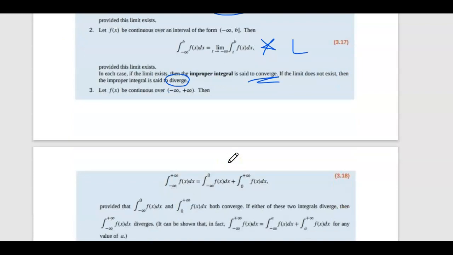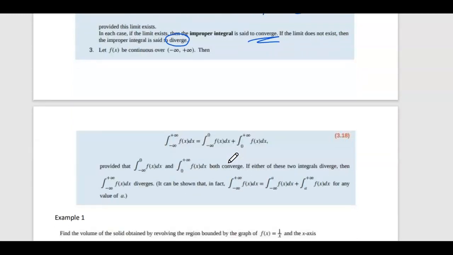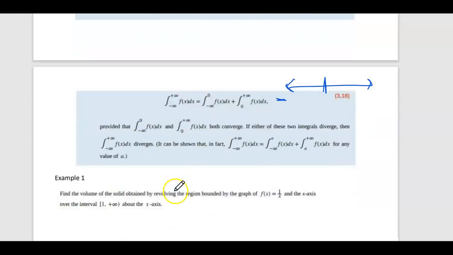It is also possible to do from negative infinity to infinity. As long as you are continuous on that interval, you can choose a break point. Here in the example it gives us 0, but you can really choose anything. So you can choose from negative infinity to any real number, and then that same number to infinity. You just break it up into two integrals. If they both converge, great. If either one diverges, you're out, okay?